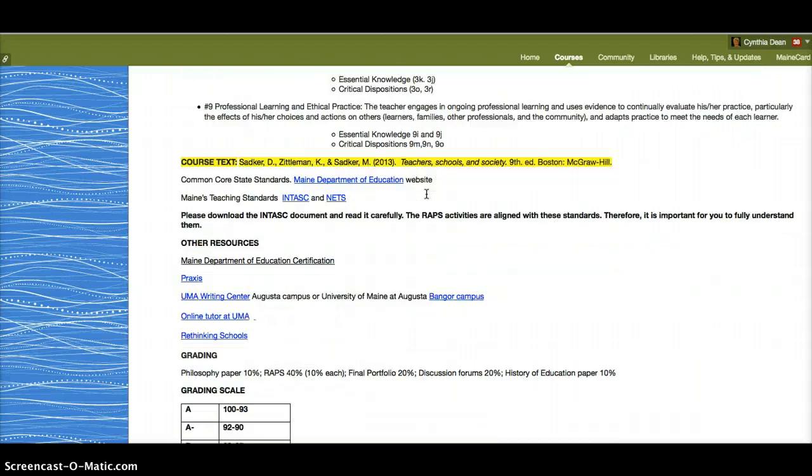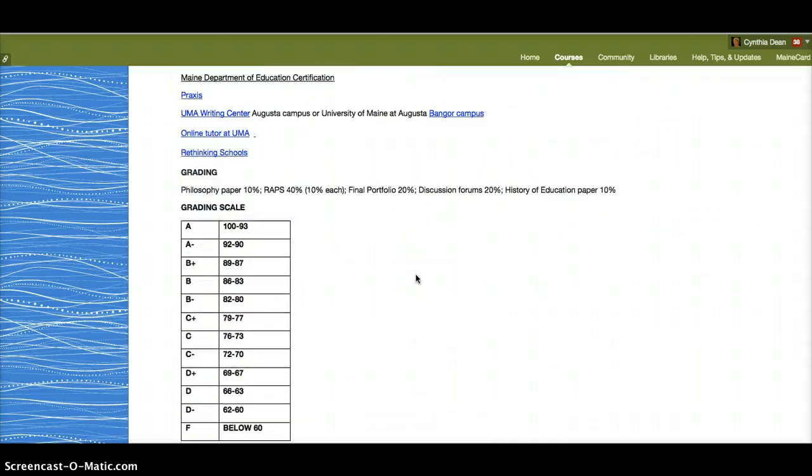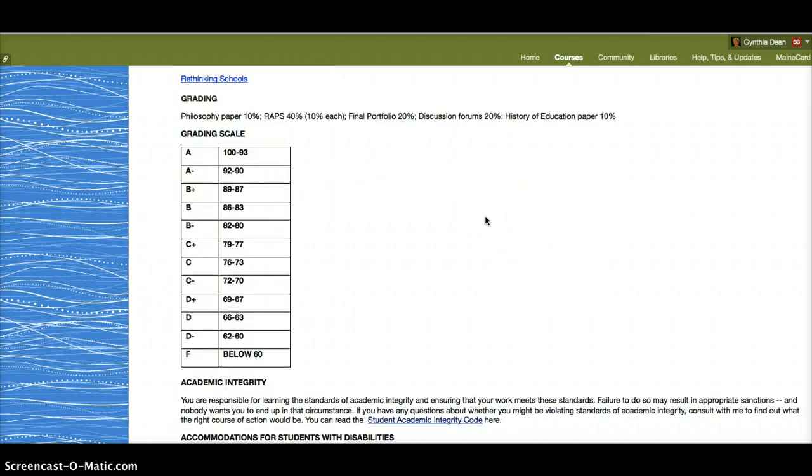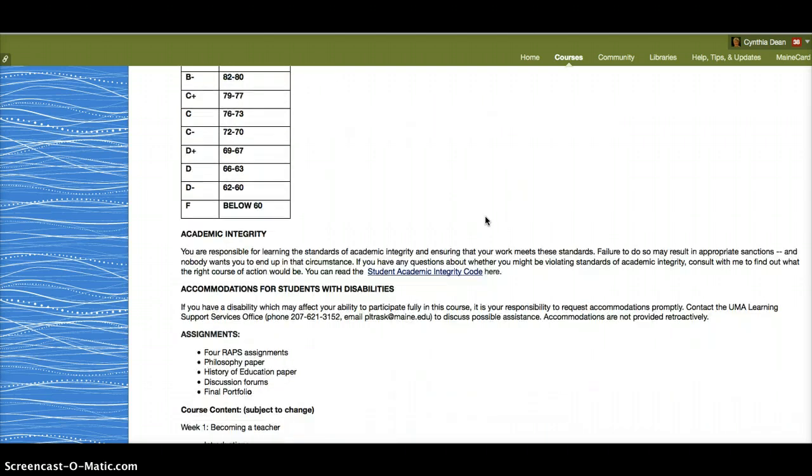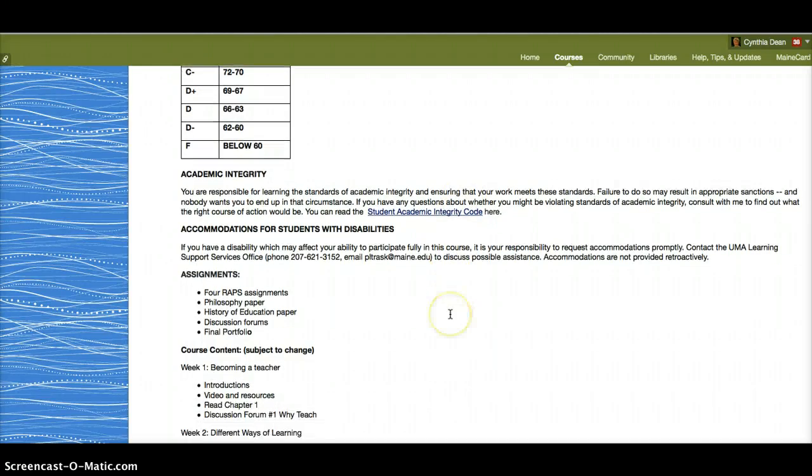More resources for you. And then the grading scale and the weighted grades. Pay attention to this. This is how things work. So you'll see discussion forums at 20%. It's a big chunk of your grade. Academic integrity. I'm assuming you all understand that. If not, please read the academic code. If you need an accommodation, here's the information.